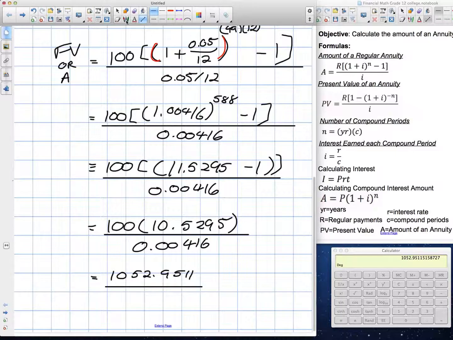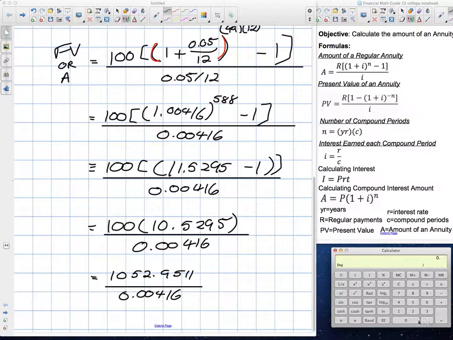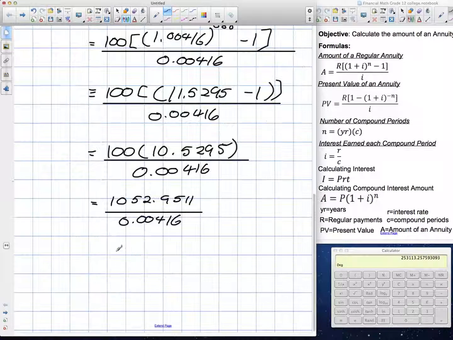Now, as a side note, when I divide by a small decimal, or when I divide a whole number by a small decimal, does anyone know what the number becomes? Does it become larger or smaller, the number on top? Larger. And the smaller that decimal is, the larger it's going to become. So we're going to divide now by 0.00416.